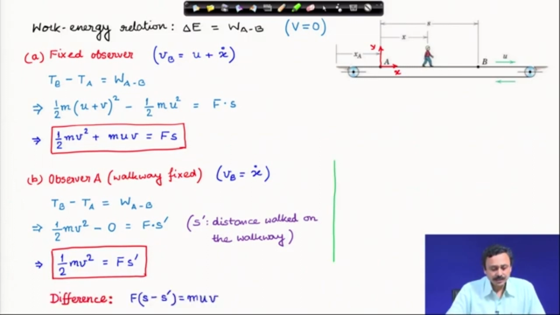Now, what is the difference? F times S minus S prime is equal to m u v. This is the term which has been asked in the question. What is this term? Where does it come from?